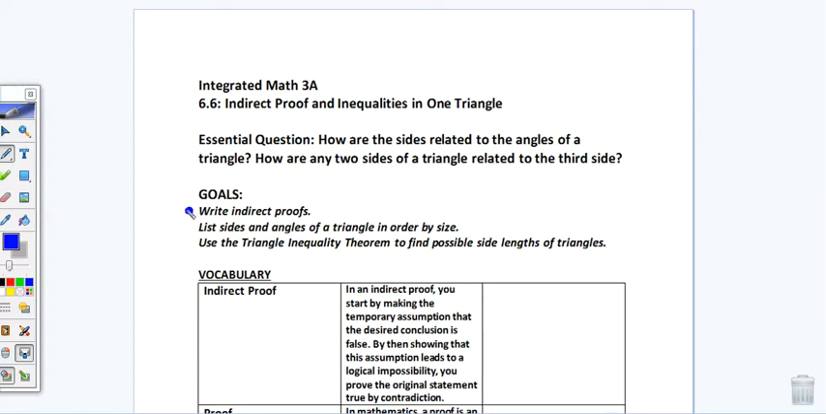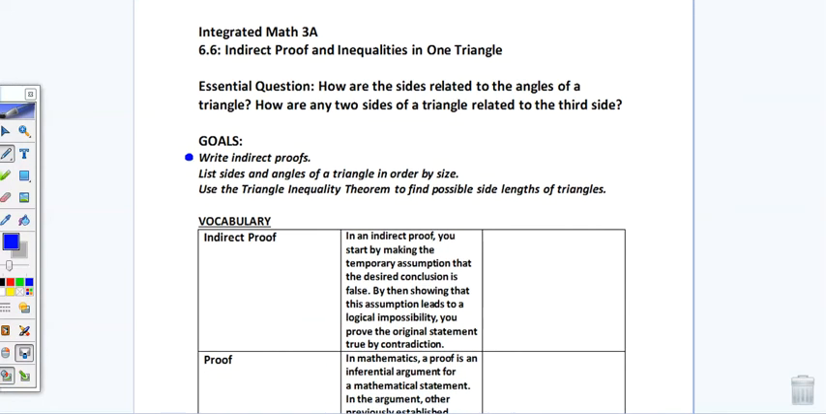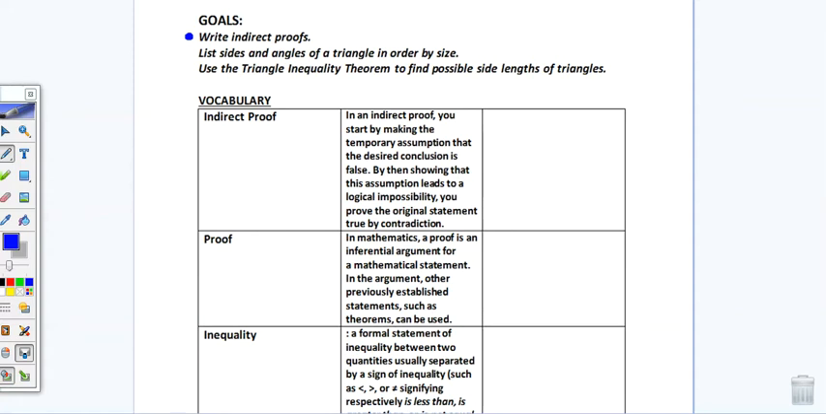We've written a lot of proofs before. We're going to talk about writing indirect proofs. In the vocabulary down there, an indirect proof is stated as: start by making a temporary assumption that the desired conclusion is false. By then showing that this assumption leads to a logical impossibility, you can prove the original statement. So what we're actually trying to do is contradict a statement. We're trying to show that something is false.